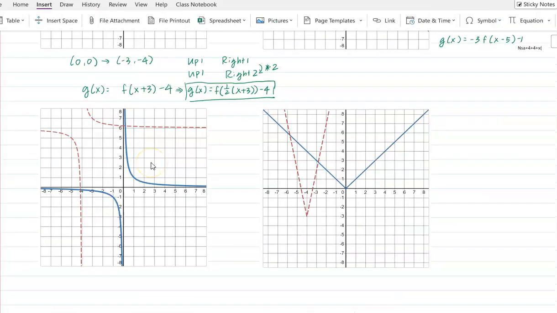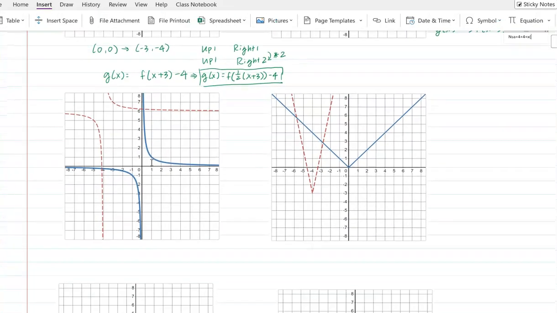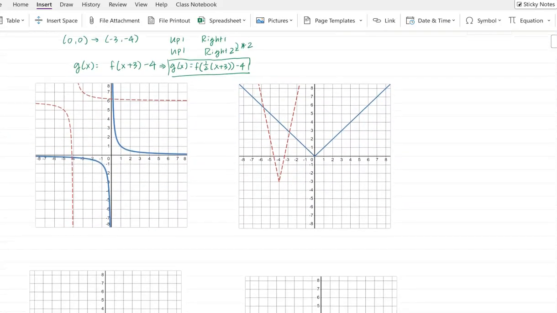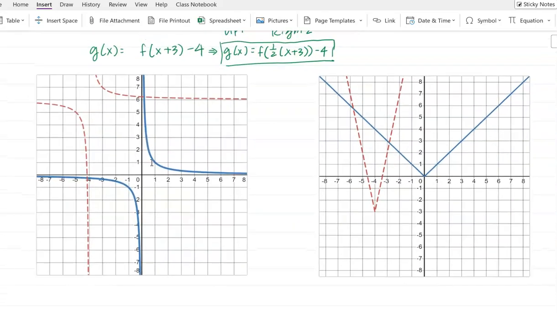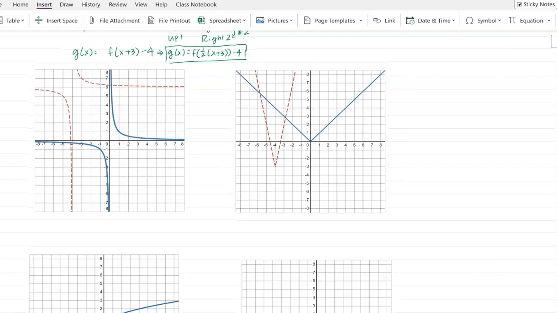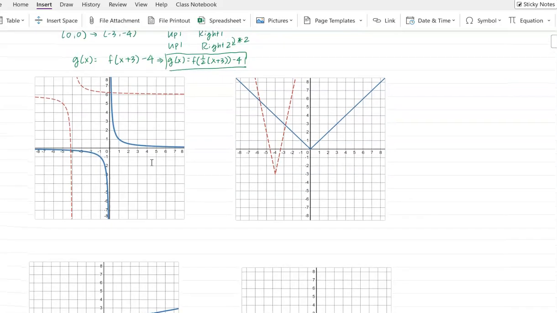So I want to thank Arjit for helping me remember how I used to teach this instead of making a table. And so that might be an alternative way for you to do these problems instead of making a table.